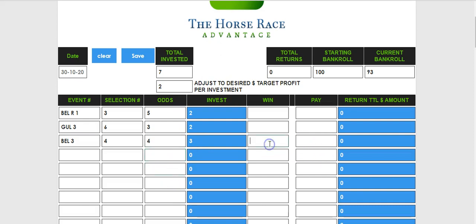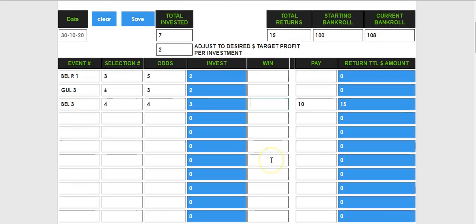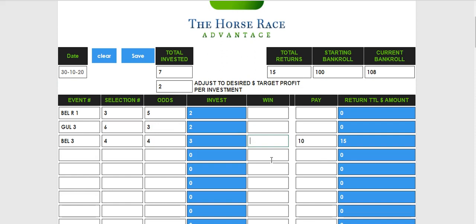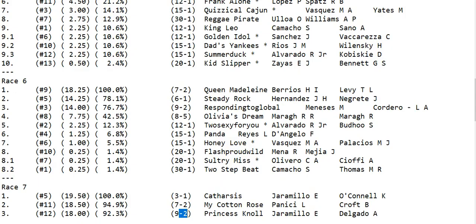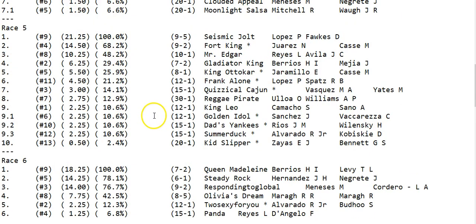Okay, and let's just say you happen to hit here and you get back $10. Do the math. You have 108. You asked for $2 per investment. You got back your $2, your $2, your $3, and you got the $2 profit per race. 2, 4, 6. You should be at 106. You actually have a couple more. You're at 108. So that's how you use this to play straight win bets. And again, it doesn't matter whatever you decide. All we suggest is don't take anything less than 3 to 1.